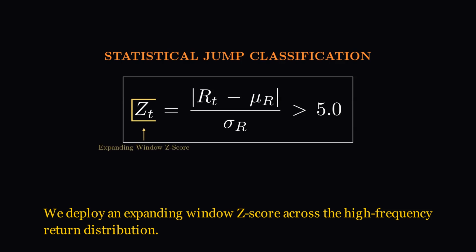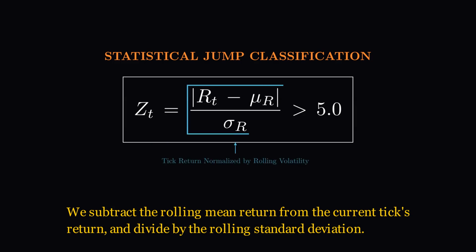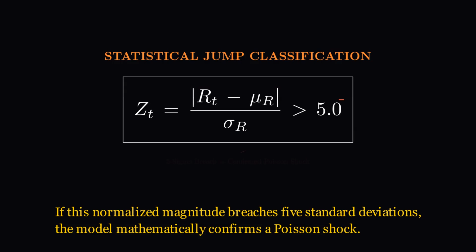We deploy an expanding window z-score across the high-frequency return distribution. We subtract the rolling mean return from the current tick's return, and divide by the rolling standard deviation. If this normalized magnitude breaches 5 standard deviations, the model mathematically confirms a Poisson shock.